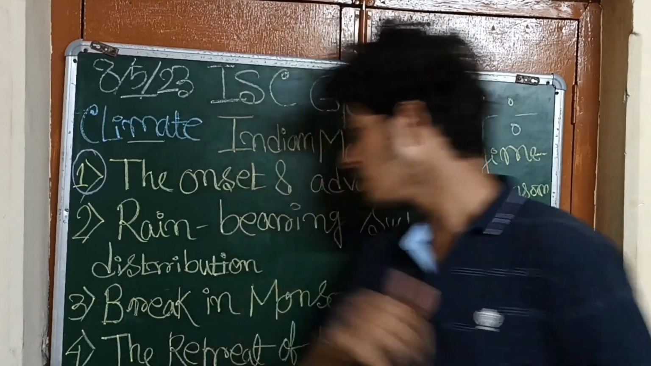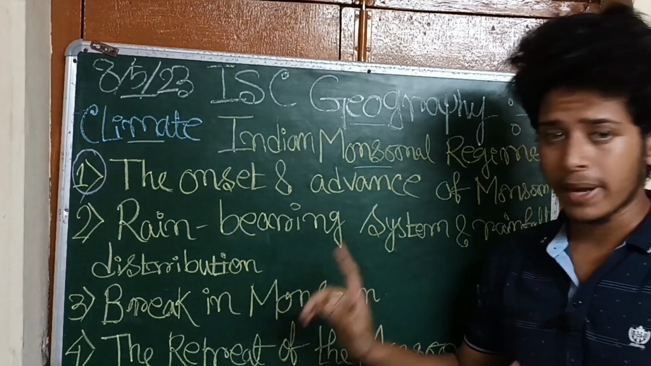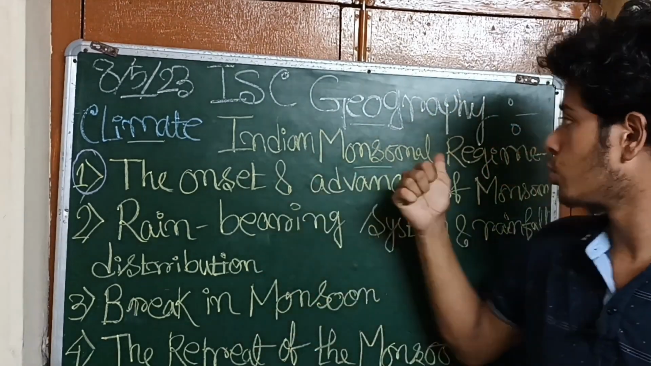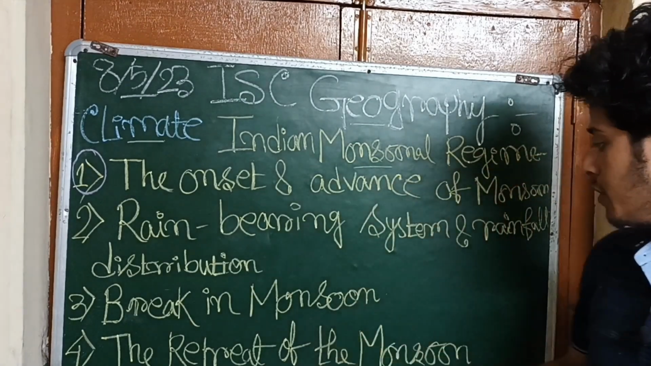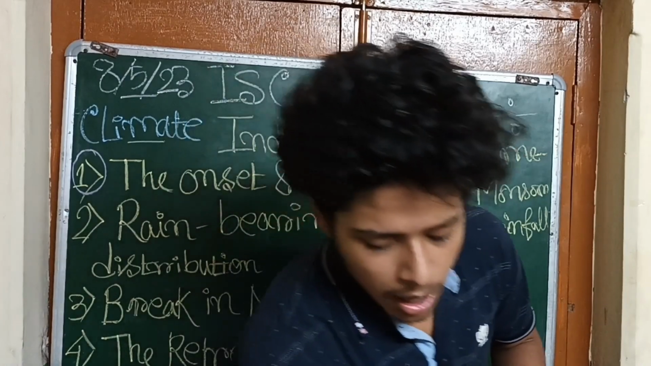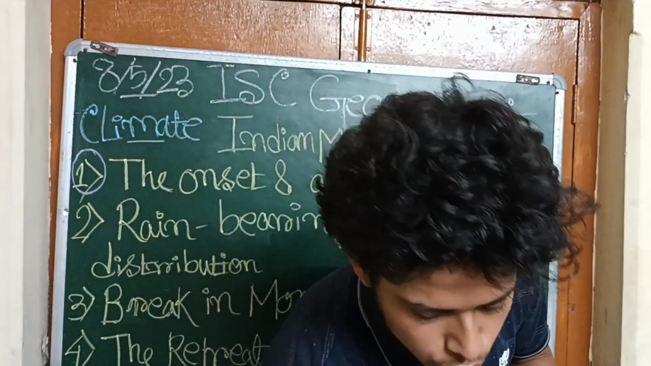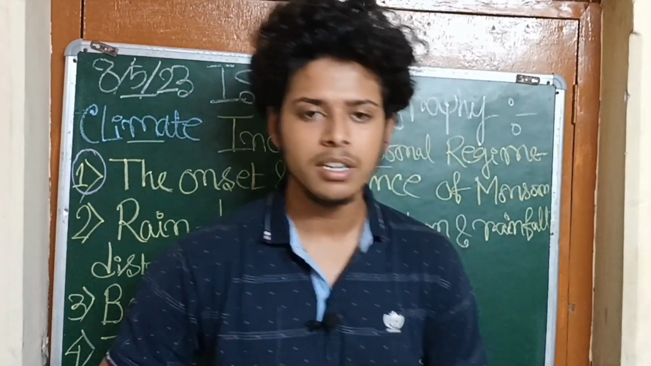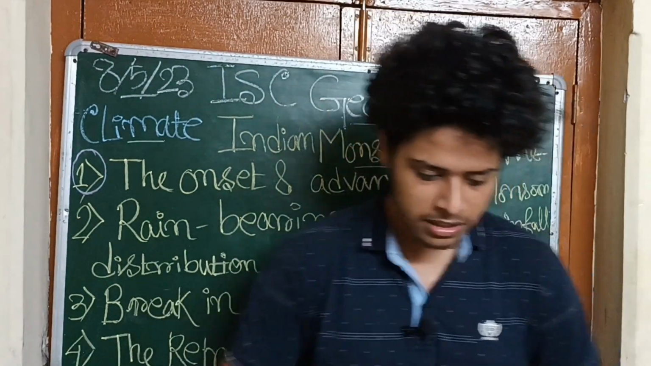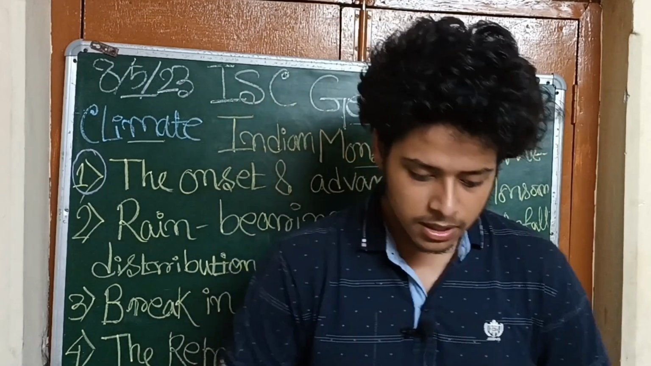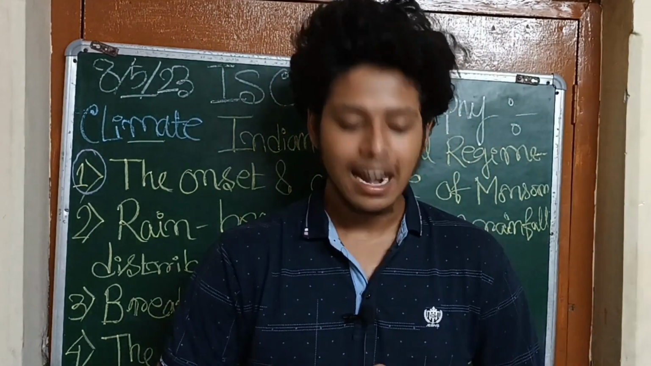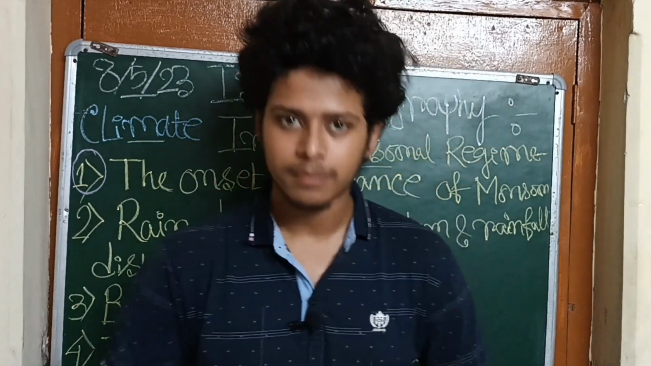So, moving on, the third topic, the break in monsoon, is done. Now we will move on to our last topic of the Indian monsoonal regime, that is the retreat of the monsoon. What is the meaning of the retreat of the monsoon? See, the southwest monsoon starts retreating by September from the western strip of Rajasthan, and by 15th September it retreats from north parts of Punjab, Haryana, Uttar Pradesh and Gujarat.